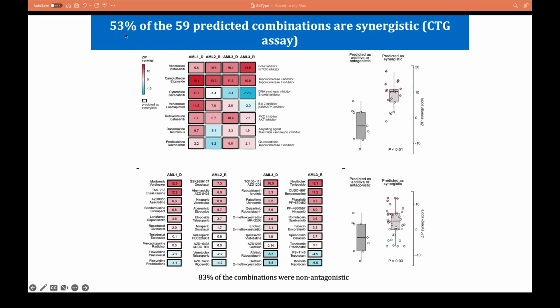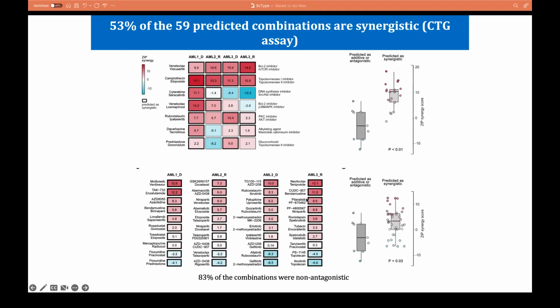Although the number doesn't look marvelous, one has to remember that if you randomly combine drugs, then the chance of getting a synergistic drug combination is just 5%. So it is much higher than the random combination of any 2 drugs together.